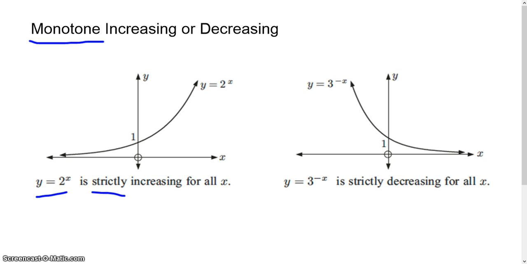So as we have a function going like this, we would say that 2 to the x is monotone increasing. We would say 3 to the -x is an example of one that is monotone decreasing.